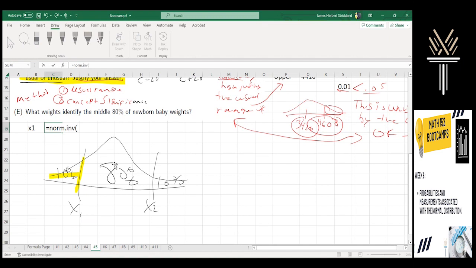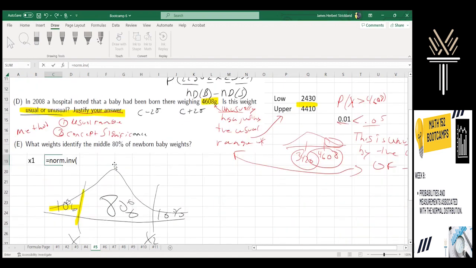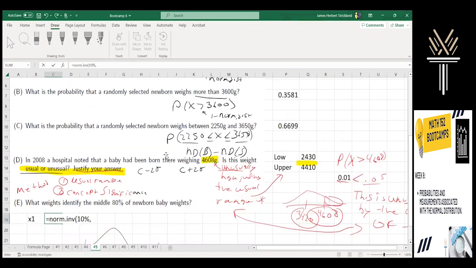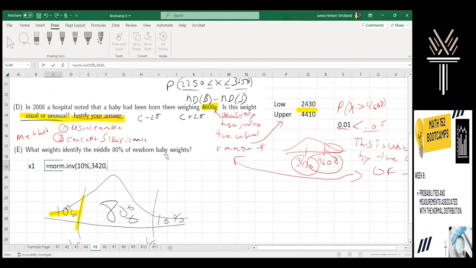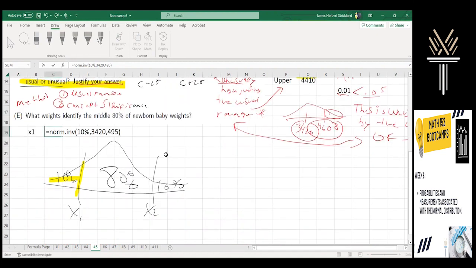So for x1, norm.inverse, because I want a measurement, I want a weight. If you want a weight, remember it's always inverse for any kind of measurement. And our probability we said was 10%. Don't even bother converting it unless you really want to. The mean was 3420, and the deviation was 495, I think. Yes, 495. And so that's my measurement associated with 10%.